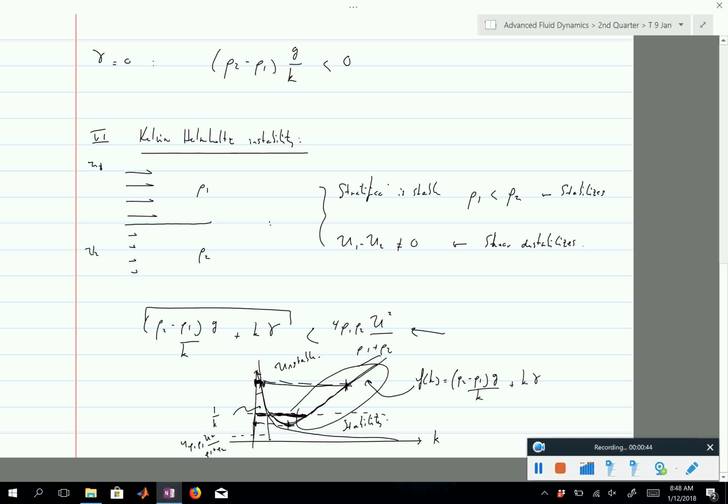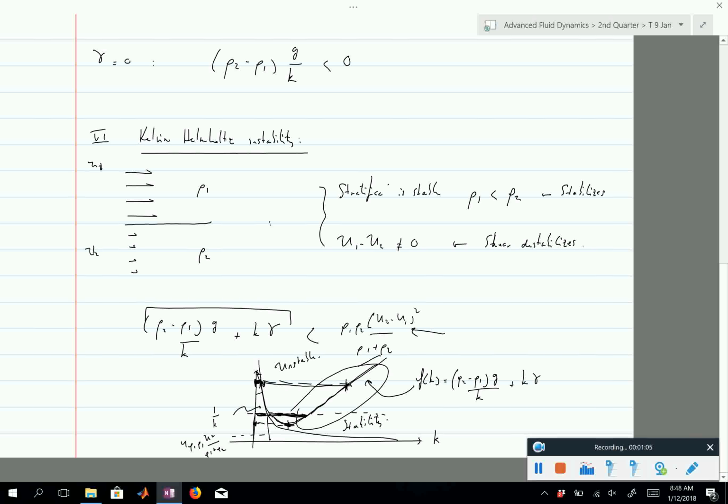I had a number of questions about this 4 here from last lecture. It shouldn't be there. It's just because in my notes I called u half of u1 minus u2. So here I didn't define this u, and so it's still u2 minus u1 squared. The 4 should not be there.